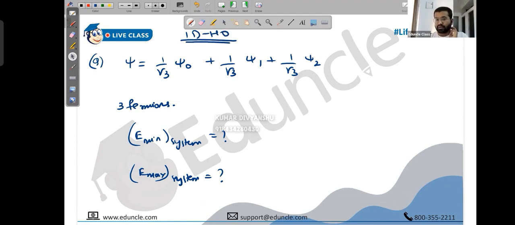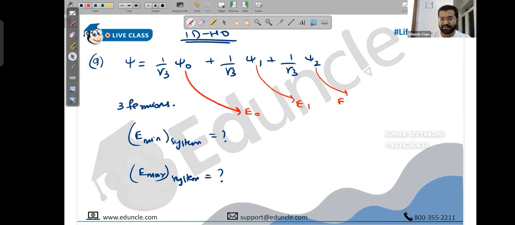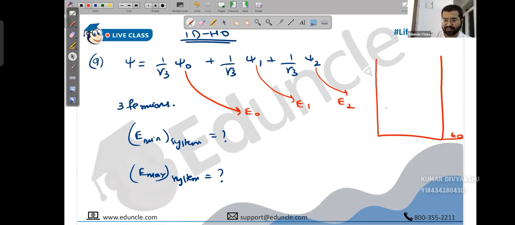Suppose they have given you the wave function of a particle, made up of psi naught, psi 1, and psi 2. It means psi naught will have a respective eigenvalue E naught, psi 1 will have E1, and psi 2 will have E2. All of them are equally probable, 1 by root 3 each. So the possible energies are E naught, E1, and E2. We know the values: E1 is 3 E naught, and E2 is 5 E naught. That's fine.